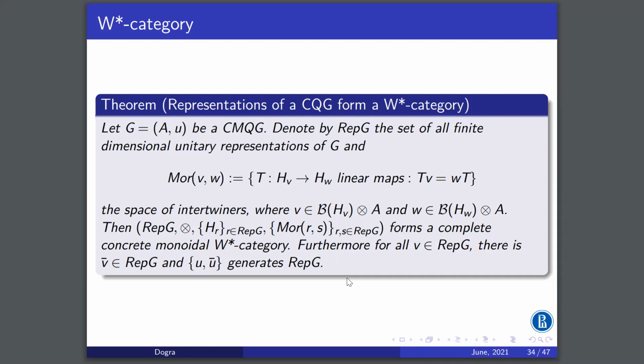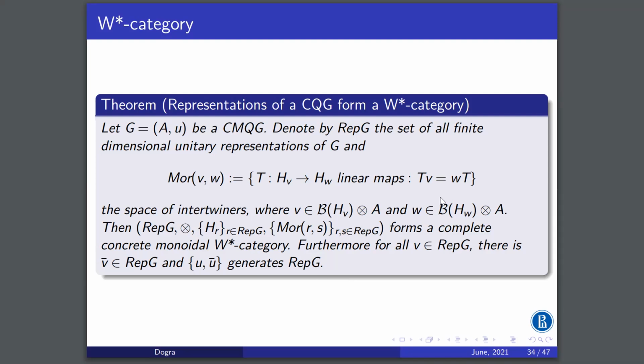Now we move on to the representations of a CQG. They actually form a W star category. And why we're doing this is because these representations form a W star category, but even if we start from a category, we can get back a compact quantum group, which is why it's interesting to see how they interact.